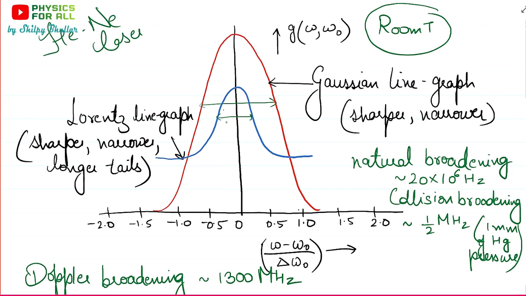So this was all about Doppler broadening, and today we conclude the lecture series that we started on broadening of spectral lines. We discussed what broadening of a spectral line is, then we discussed homogeneous and inhomogeneous broadening mechanisms, and we understood natural broadening, collision broadening, and Doppler broadening with the derivation as well. We obtained the value of delta omega naught, which is the line width, for all three broadening mechanisms.